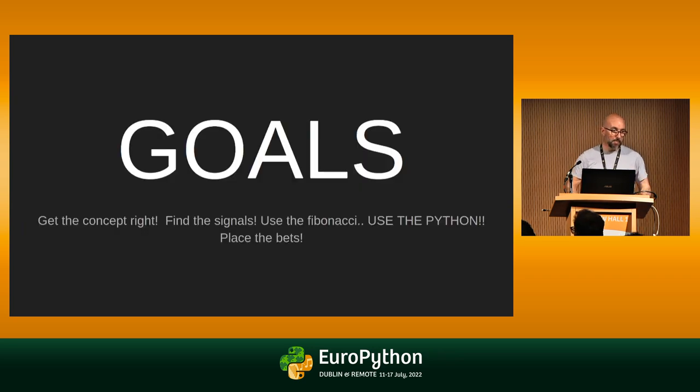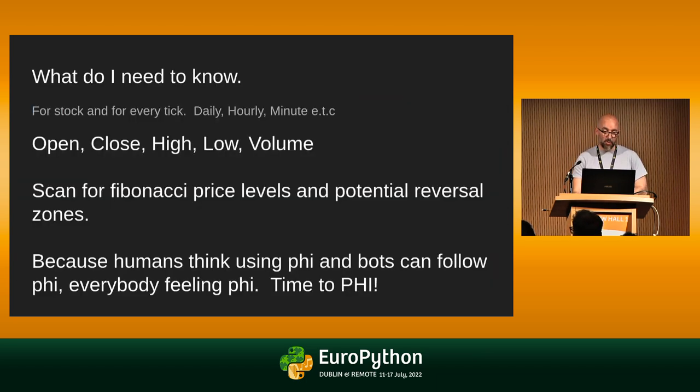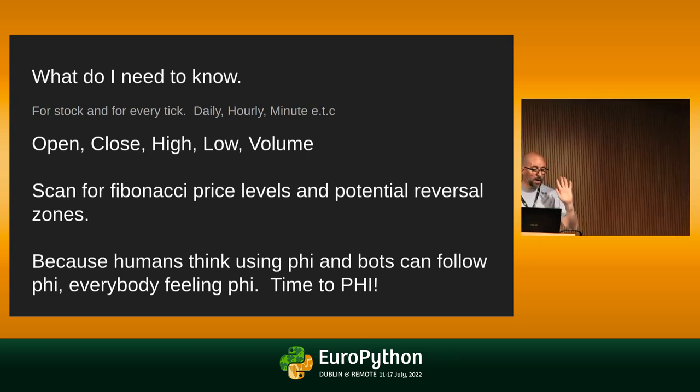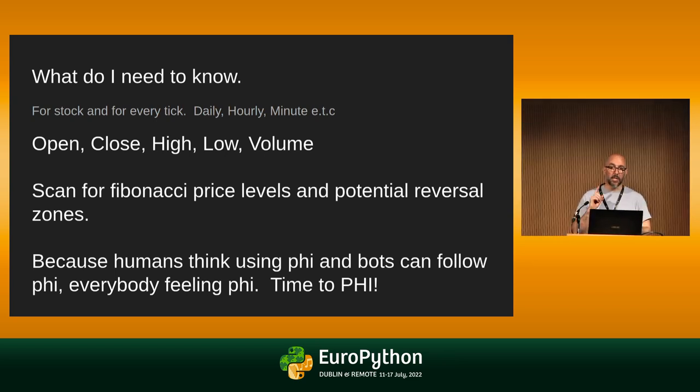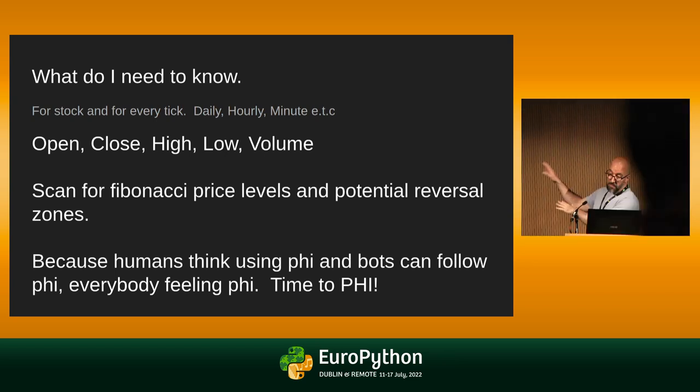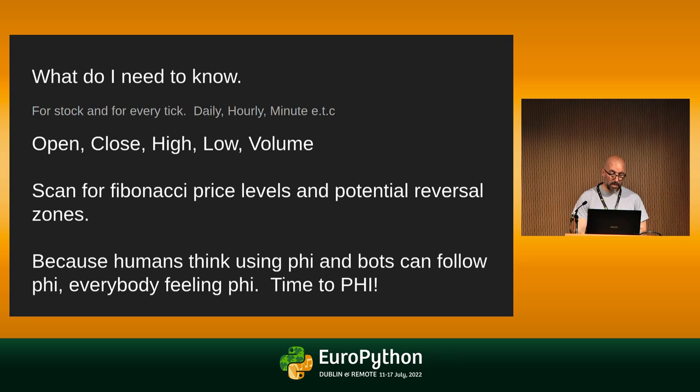Goals. Got the concept. You know about Fibonacci. We have the data, right? Open, low, high, close. We know where to get it. We have Python. Place the bets, casinos open 24/7. What do you need to know? Like I said, you want to pull 5 columns of data for every price trend. You can get it from Yahoo, you can get it from Binance. There is a library we'll look at on GitHub. It's all there for you.